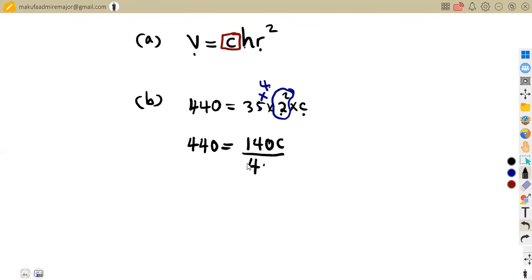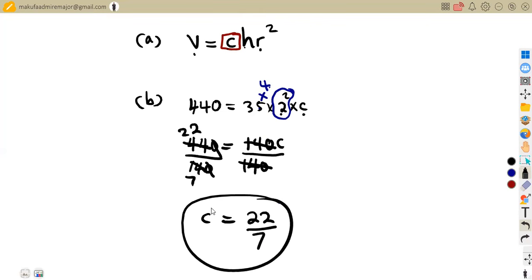To find C, divide by 140, since we are multiplying. So C is going to give us what? As you can see here, by 2, that's 7. By 2, that's 22. So C is going to be 22 over 7 in this case. All right. So that's how these questions might be like.